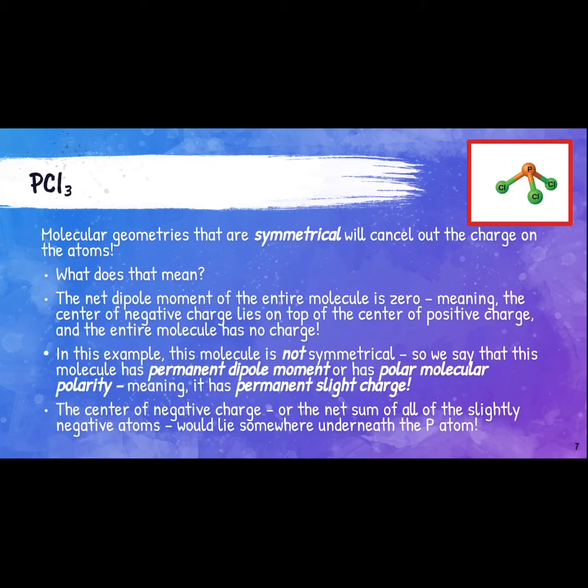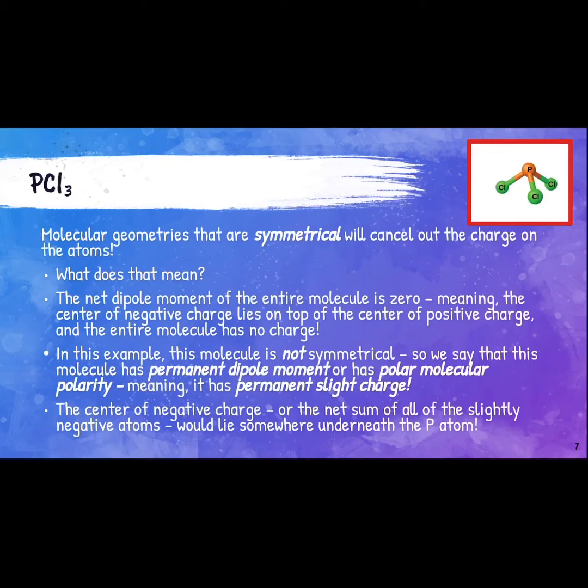Molecular geometries that are symmetrical will cancel out the charge on the atoms, and we mentioned this a little bit last class. That means the net dipole moment of the entire molecule is 0, meaning the center of negative charge lies on top of the center of positive charge of the entire molecule, so there's really no charge at all. So anything that's symmetrical doesn't have a dipole moment really, because it's all going to cancel out. So you wouldn't draw the arrows on nonpolar or symmetrical elements or compounds.